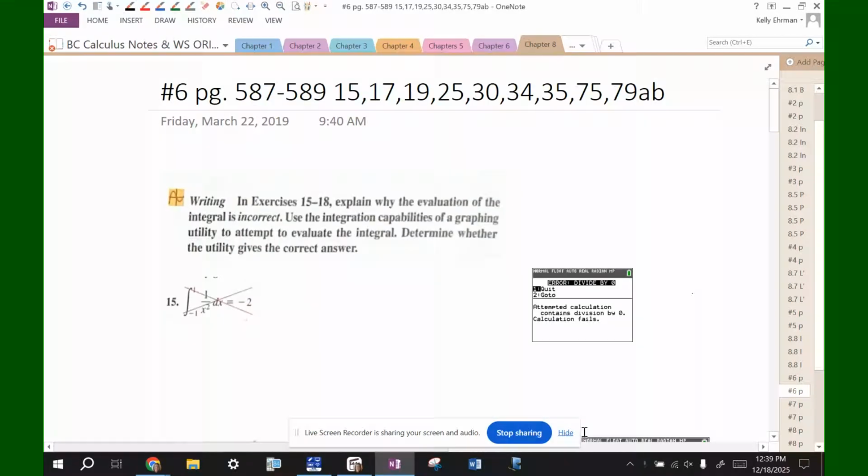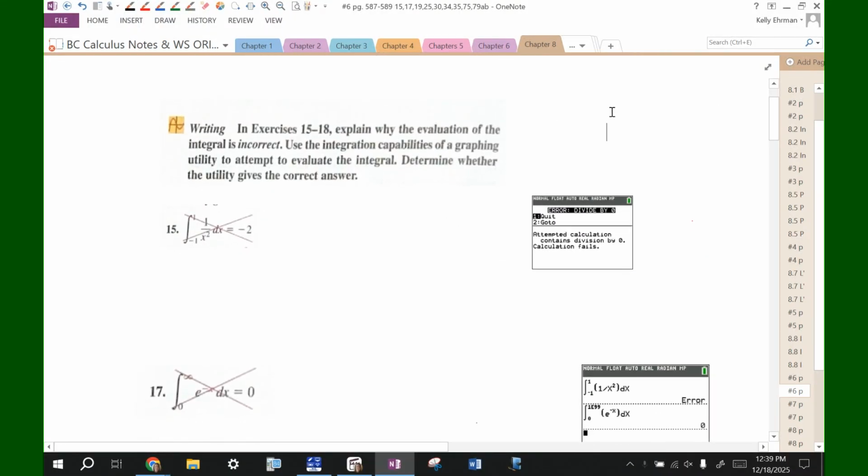All right, this is homework number 6. The first part of the problem says, explain why the evaluation of the integral is incorrect. Use the integration capabilities of a graphing utility to attempt to evaluate the integral. Now, my screenshot has the graphing calculator.